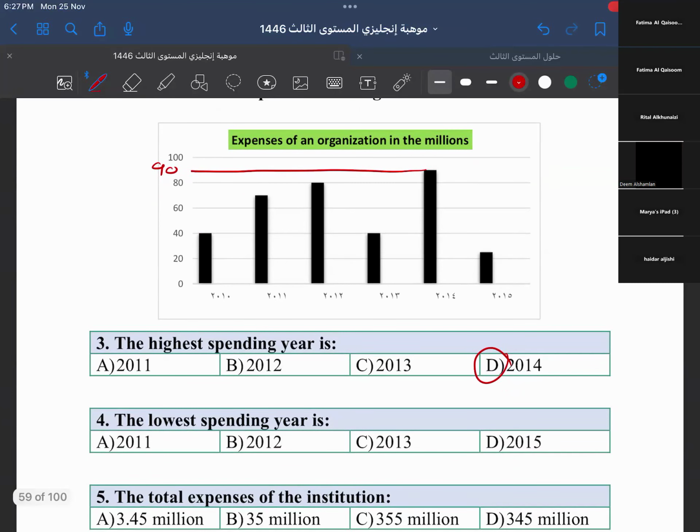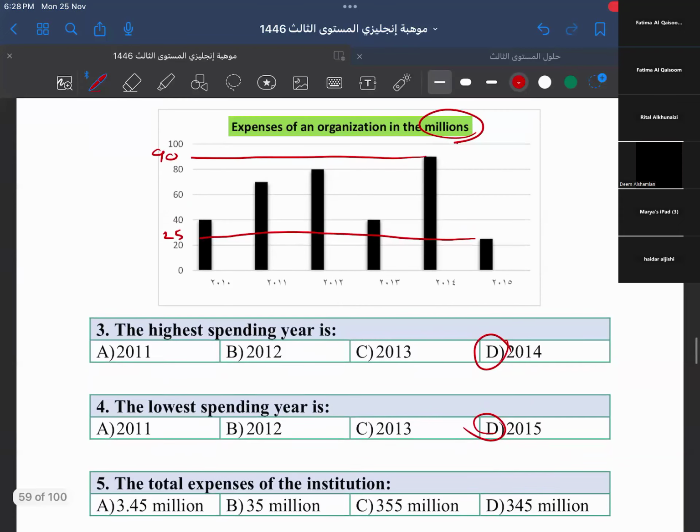And the lowest spending year would be what? Yes, Rital? 2015. 2015, excellent. We see here that it is nearly 25 million. Okay, so you're right. We have to put in mind also that it's in millions, because that might confuse you in some questions. Okay, so it's 25 million.